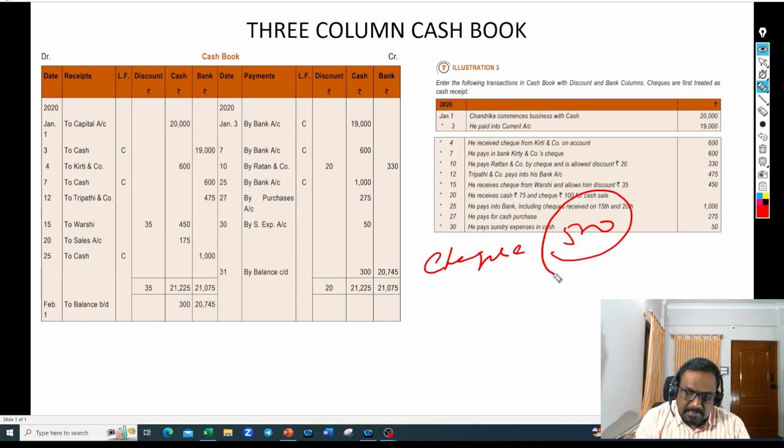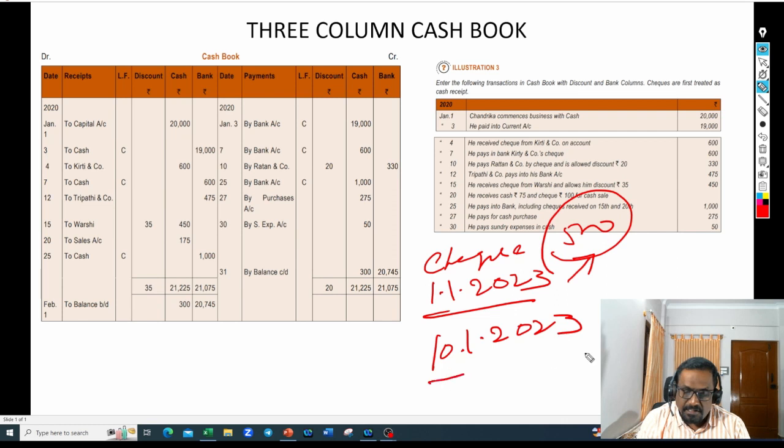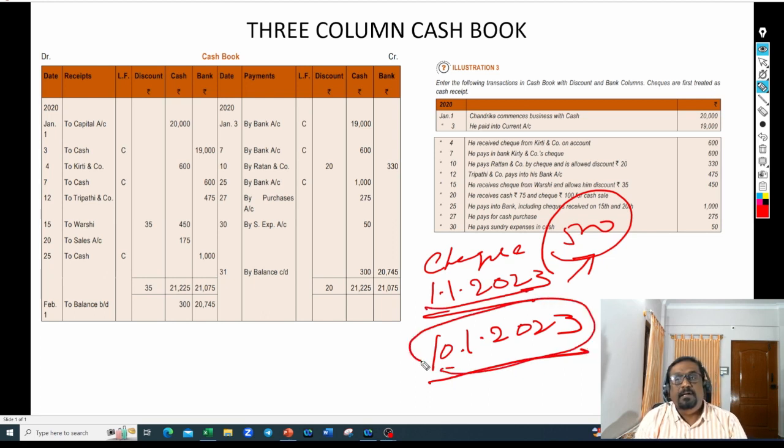So let us say today is 1st January 2023. I received this check, and I deposited it in the bank on 10th January 2023. The check has been received on 1st but deposited in the bank on 10th January. There are two transactions that happened: on 1st January I received the check, and on 10th January I deposited it. Two different entries we need to post here.